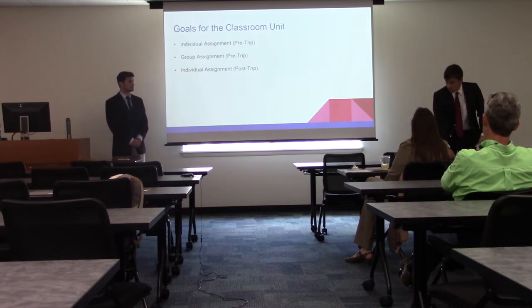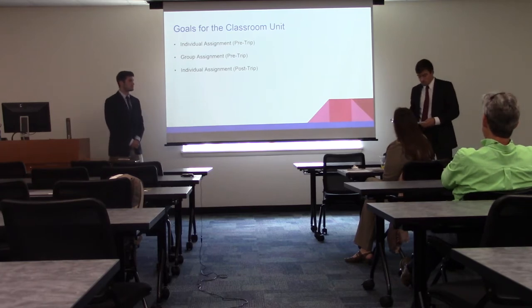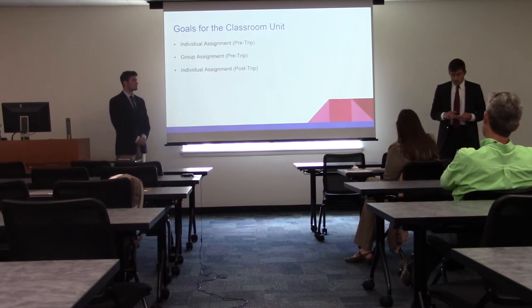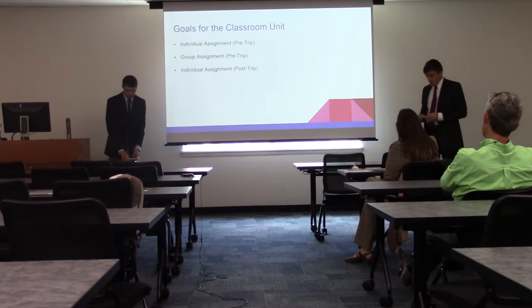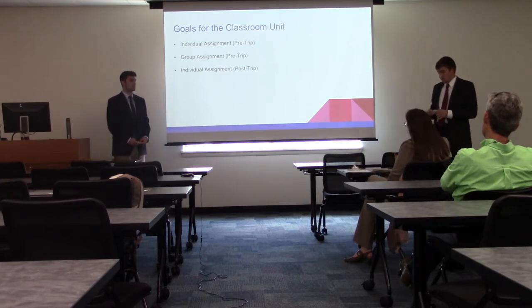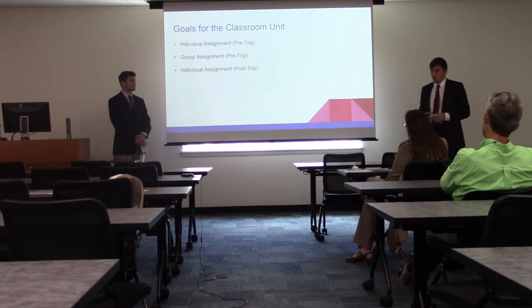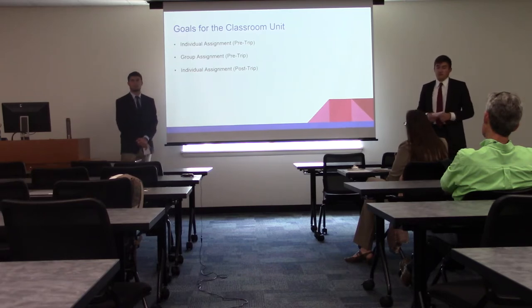Let me talk about the goals for the classroom unit. I touched on this in my last discussion, but for the individual assignment, we wanted the students to be able to understand land use and the impact of nitrogen, phosphorus, and turbidity on water quality. And we also wanted them to make connections between the change in land use and the impact that that has on nitrogen, phosphorus, and turbidity.